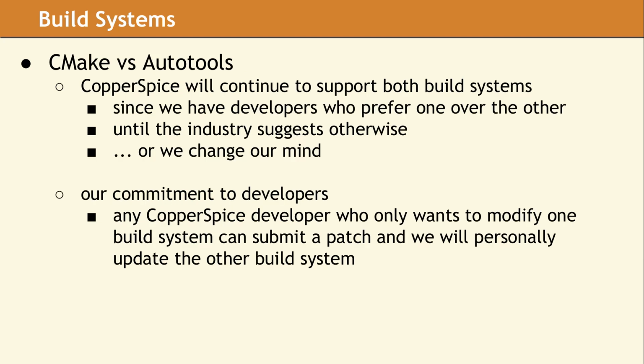In 2012, when we started CopperSpice, we used AutoTools because that was what we had the most experience with, and CMake was not quite ready. We currently support both systems and will continue to do so, since they both have environments where they are a good fit. We do reserve the right to change our mind, and it is possible that at some point we may deprecate the AutoTools build. We have made a commitment to the CopperSpice contributors and users that anyone who wishes to contribute changes to CopperSpice need only update one of the build systems. We are quite happy to maintain both of them and keep them synchronized.